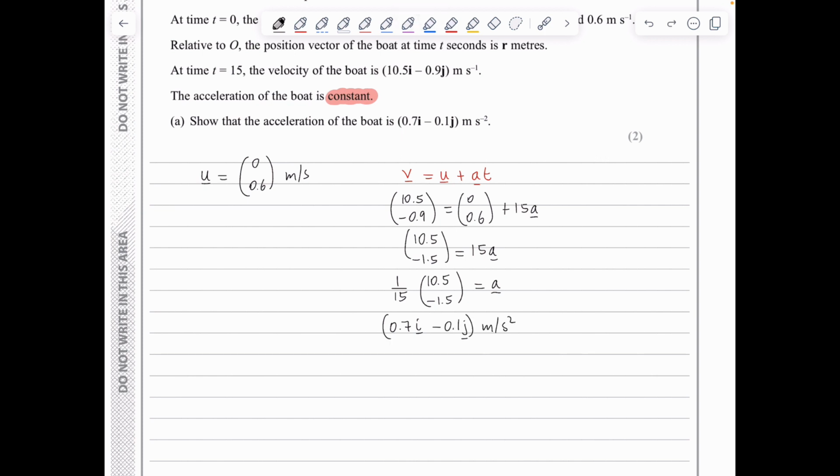This is the acceleration vector. Notice that I had to give my answer in terms of i and j, so it's better to match the exact answer given here to score both marks. Otherwise, you will be penalized if you end up with an answer in column vector form.